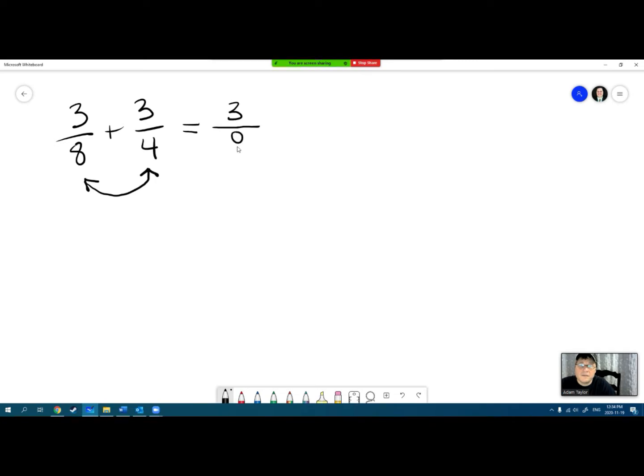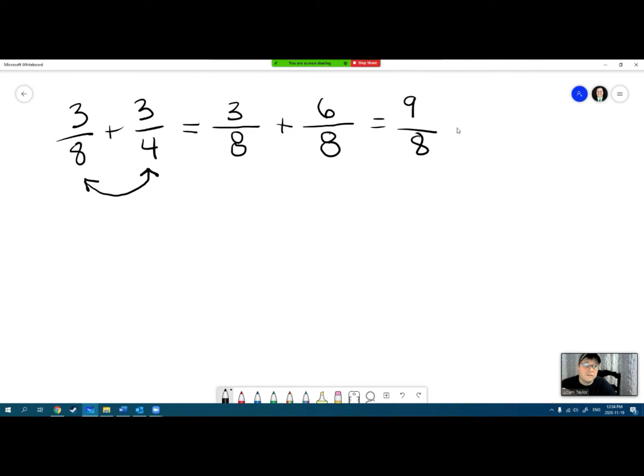So 3/8 plus 4 times 2 is 8. So we're going to change that into an 8. Whatever I multiplied the denominator by, I also have to multiply the numerator by. So if I multiplied 4 by 2 to get 8, then I have to multiply 3 times 2, and that'll give me 6. So my answer then is 9/8.